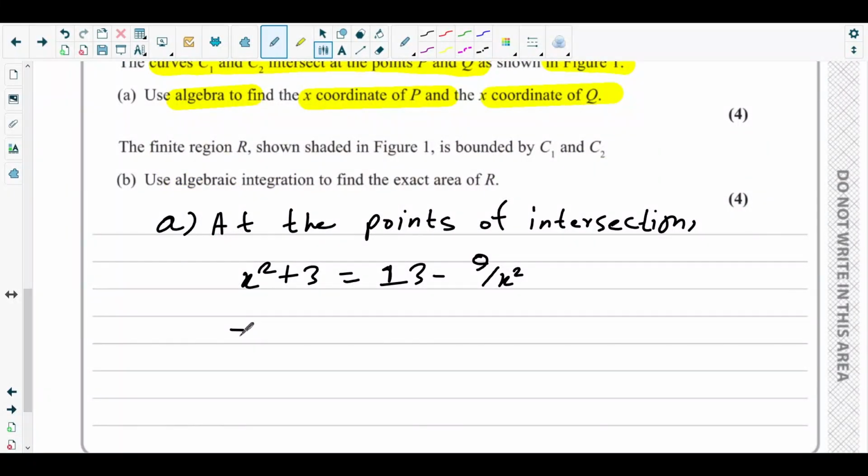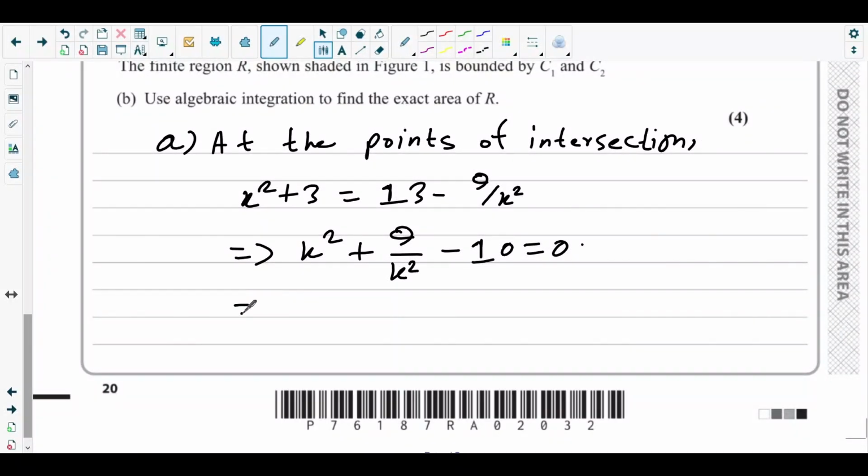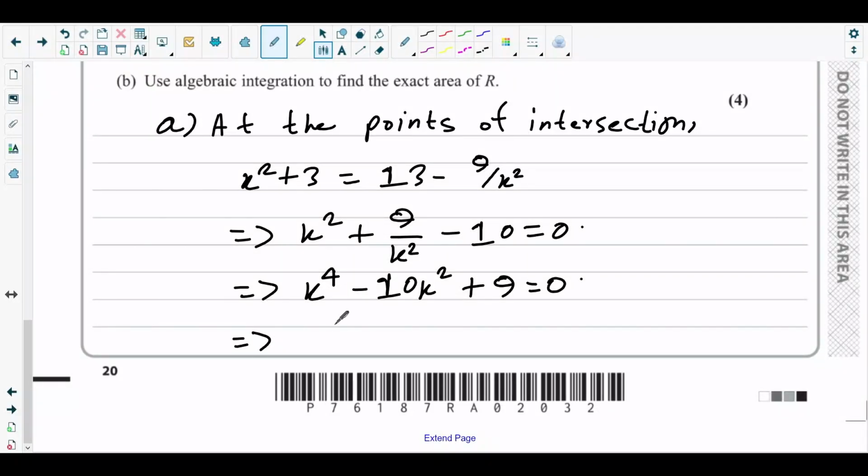Take all the terms on the left side. You'll get x squared plus 9 over x squared, and then 3 minus 13, that would give you negative 10, equals 0. Now multiply both sides by x squared, so you will get x to the power 4 minus 10 x squared plus 9 equals 0. Now we can do middle term factorization here. So x to the power 4 minus 9x squared minus x squared plus 9 equals 0.